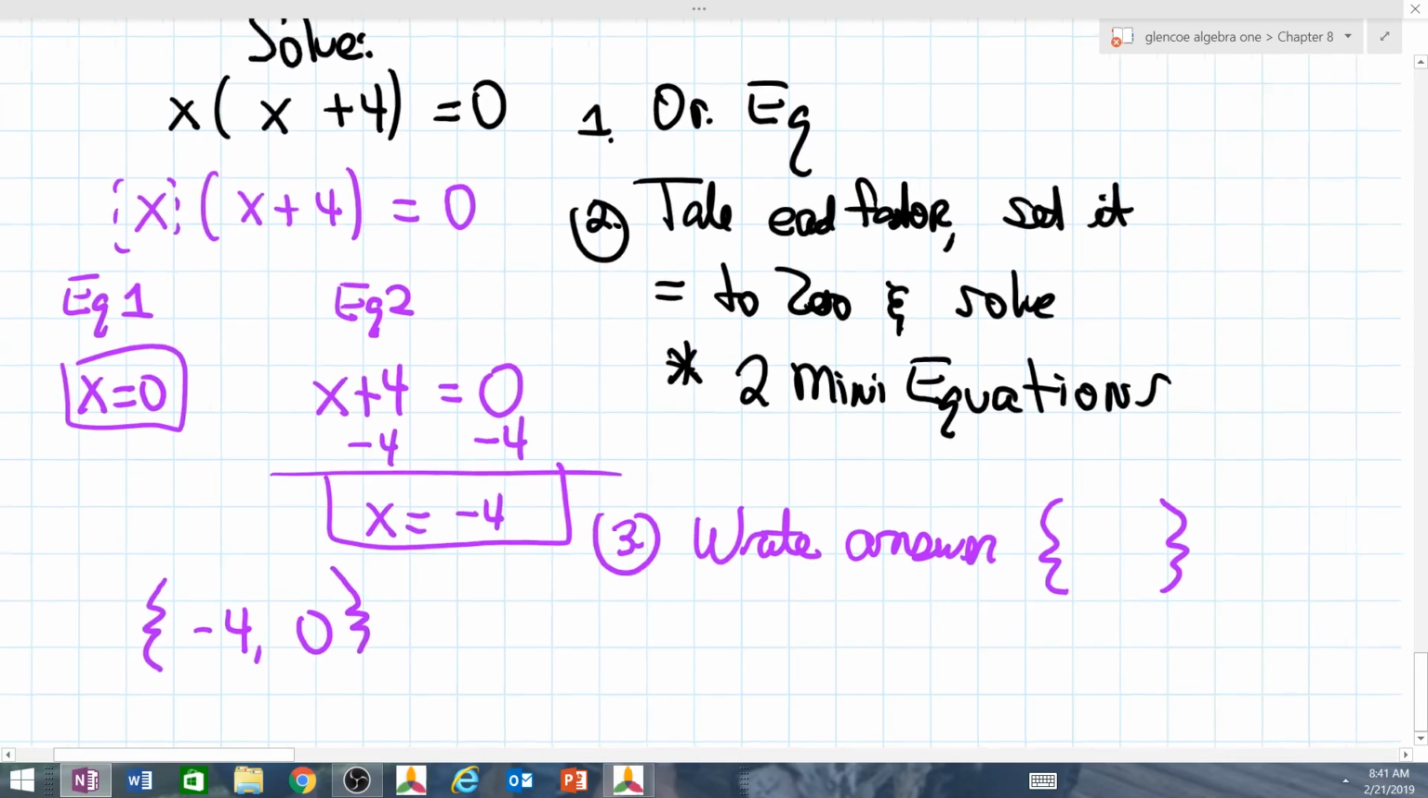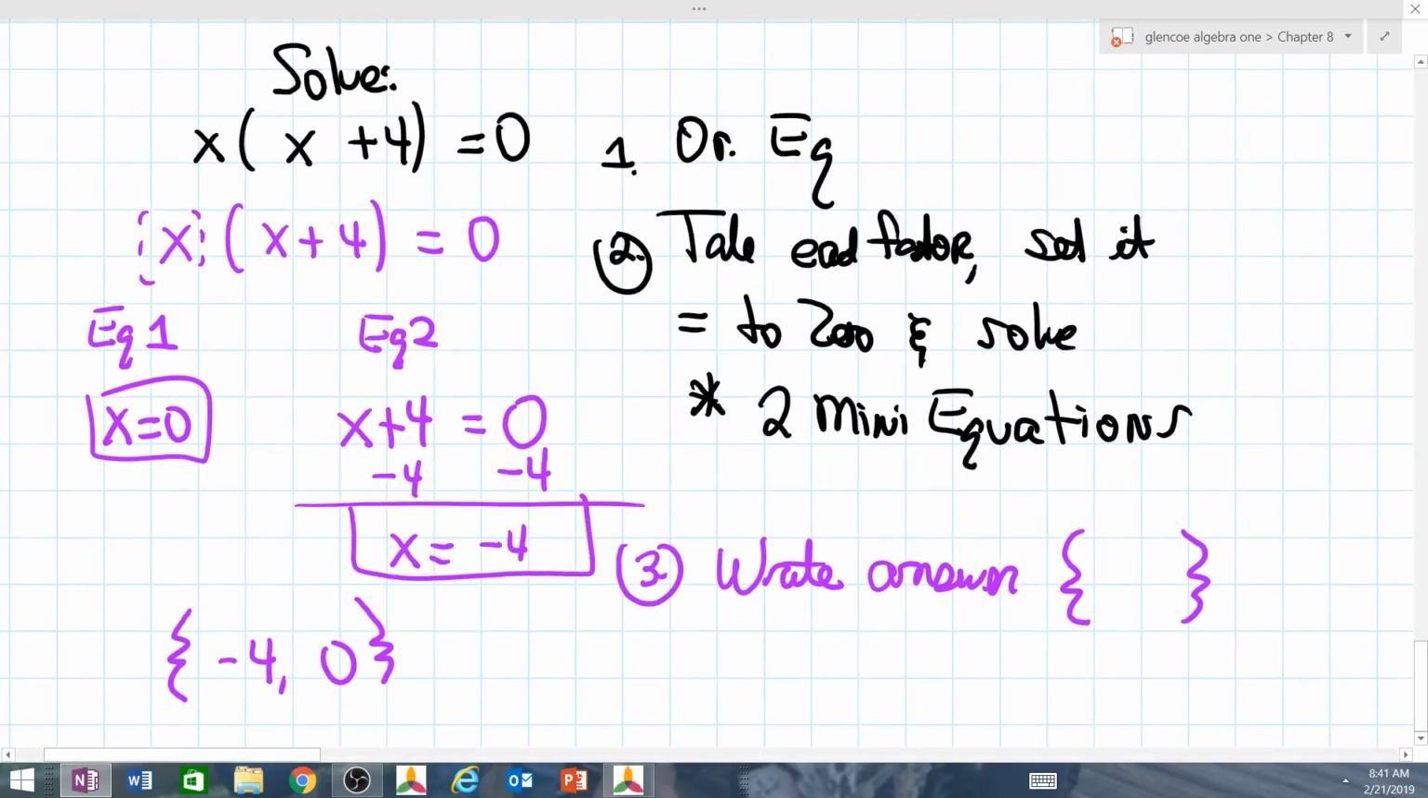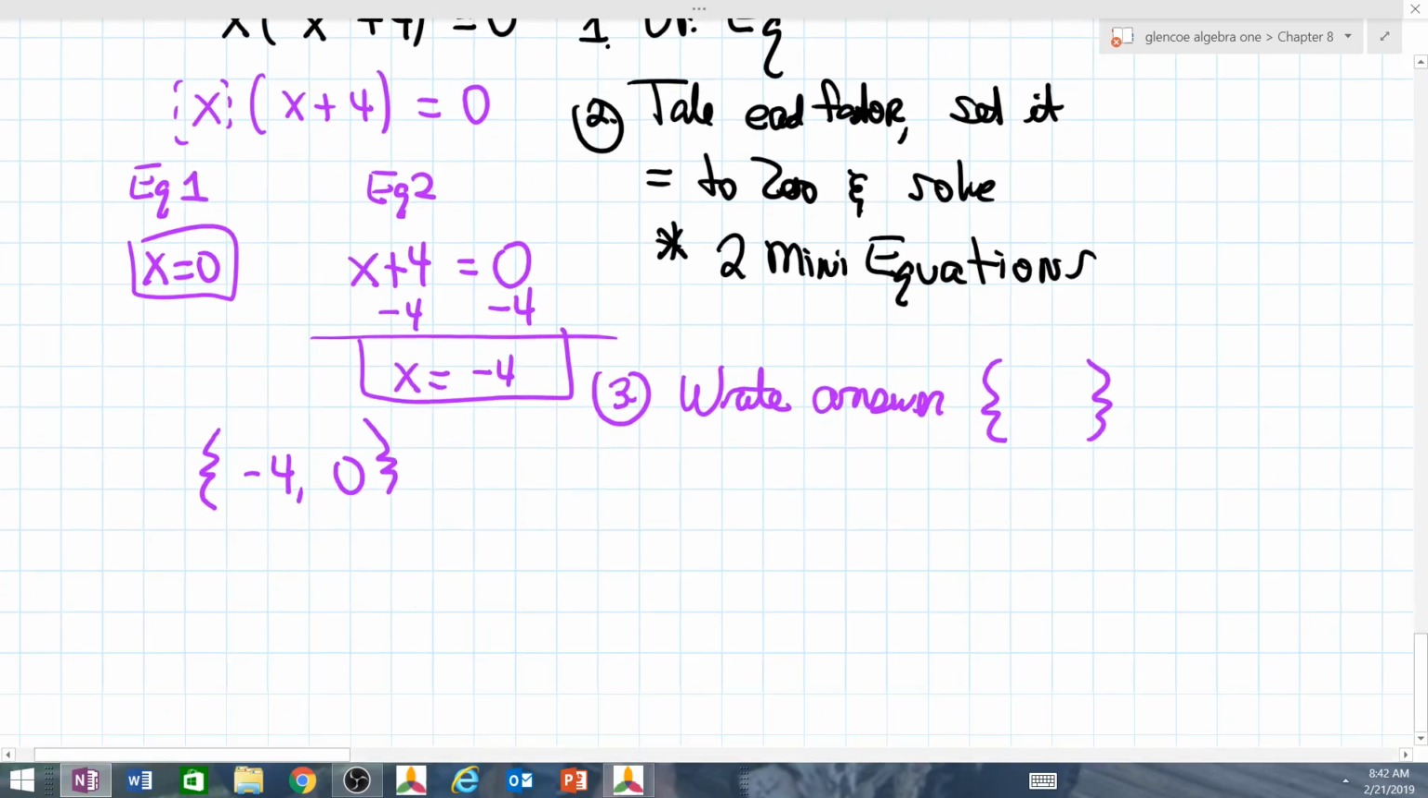Now let me just show you how you can check your work. So everybody look up here. If I put a 0 in for x, that would be 0 times 0 plus 4, or 0 times 4 would give me what? 0. If I put a negative 4 here, what does negative 4 plus 4 give me? 0 times negative 4 also equals 0. Are you with me? All right, let's let you try.